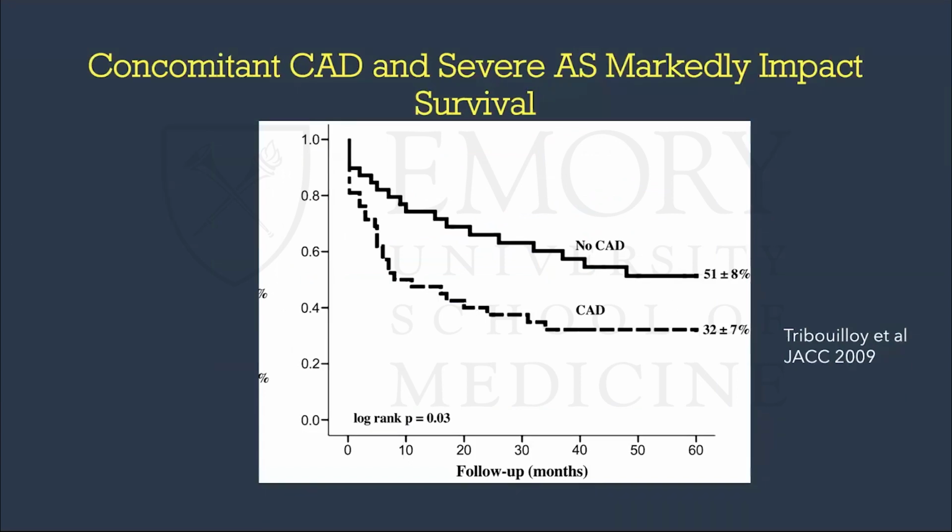What about patients who had concomitant coronary artery disease and severe AS? These patients tend to do even more poorly, and they tend to have lower survival. Here, a study looked at 81 patients and compared those with coronary artery disease and those without, and found that with coronary artery disease, the median survival is close to 10 months from presentation.